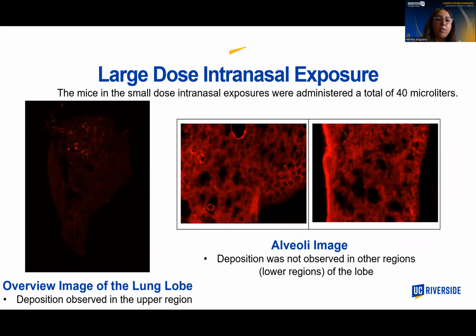For this slide, I mostly want to show that for other regions of this same lung lobe, we did not see any deposition. These are alveolar regions, and this is an airway from another part of the lung lobe. And as you can see, we did not really see any beads deposited here.